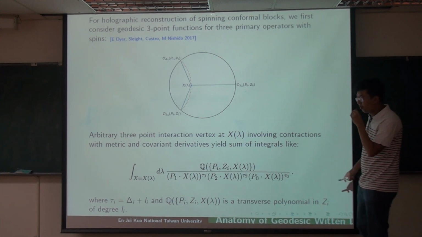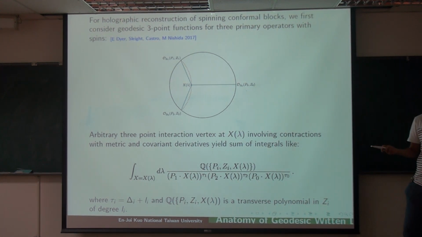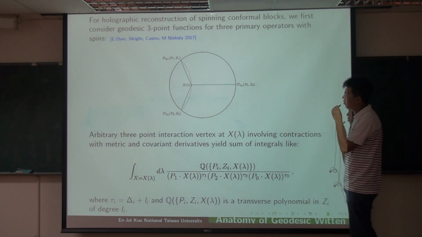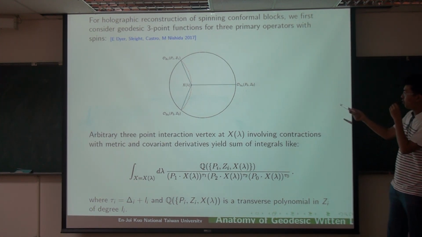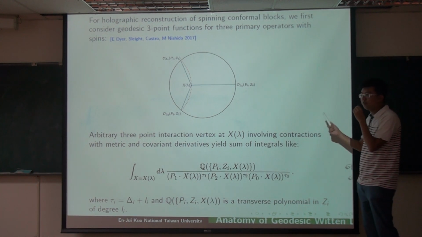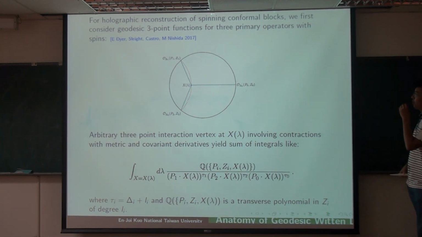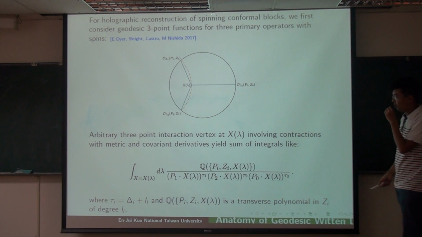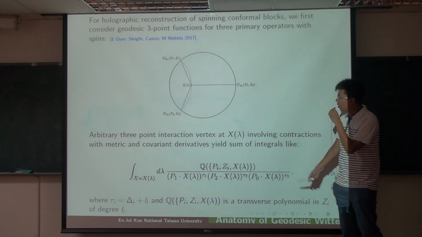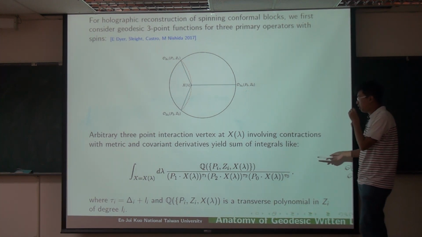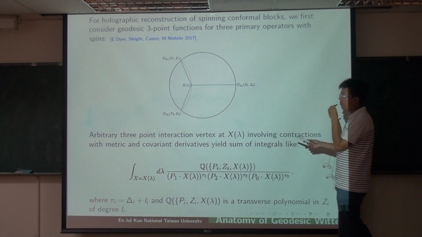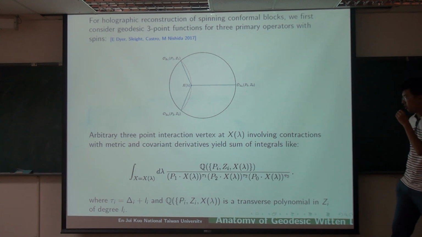So finally, we move to the spinning case. It means that in AdS space, we have different spins. First, we just considered scalars, but now we have three spins. So there are more different interactions we can write because we have arbitrary spin interactions. And we compute this geodesic diagram, which means that we integrate not over the entire space, but along the geodesic connecting P1 and P2.